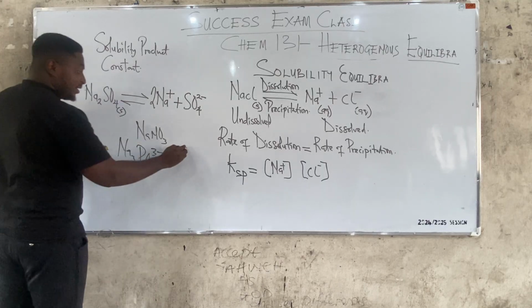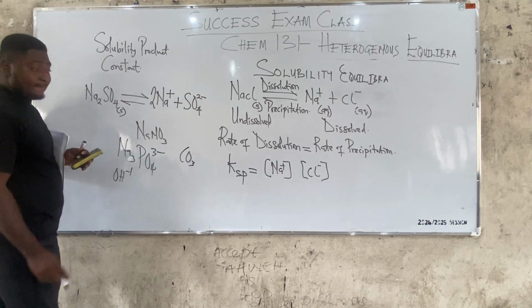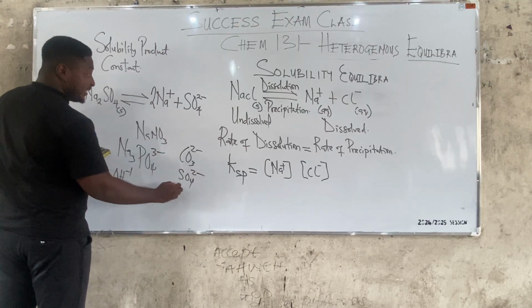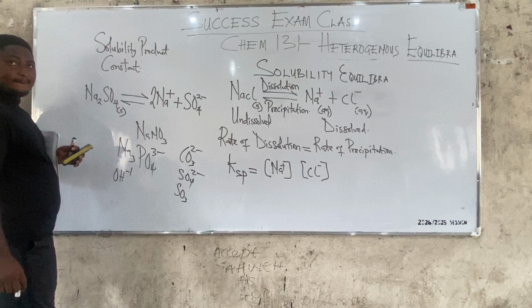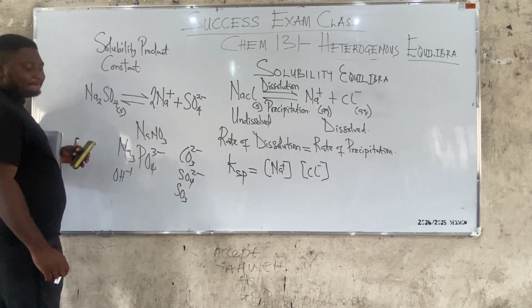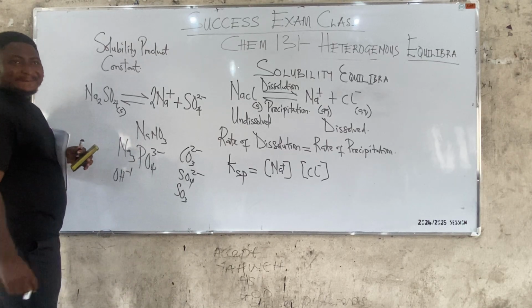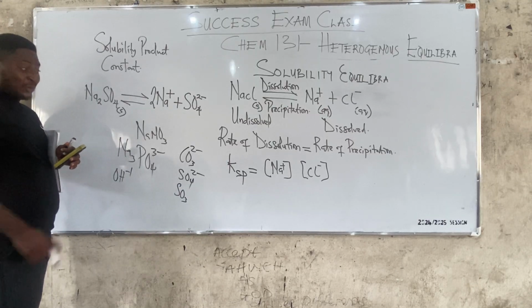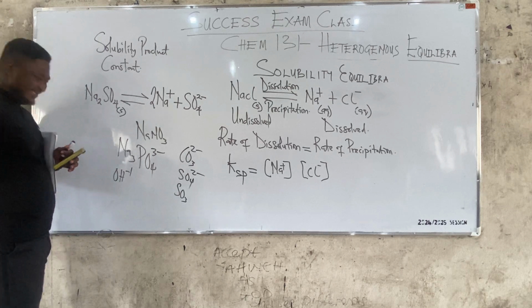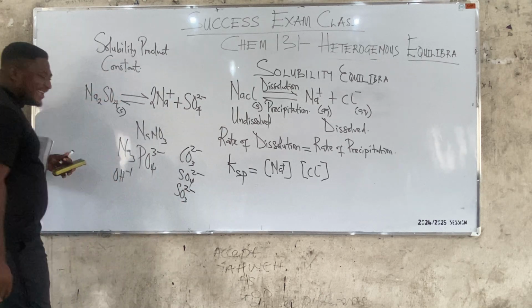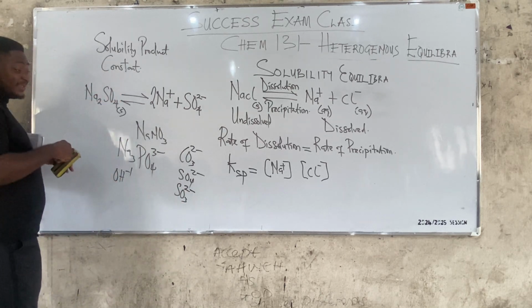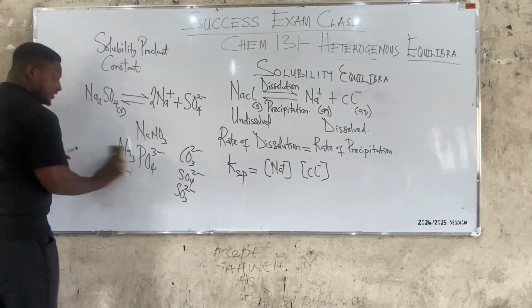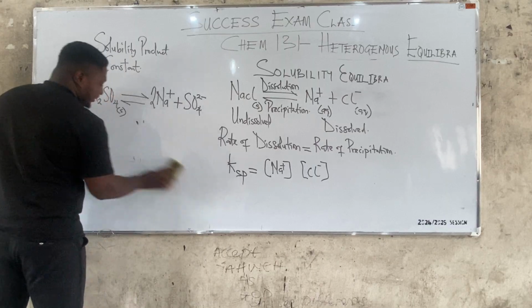What is CO3? 2 minus. What is SO4? SO4 is 2 minus. What is SO3? Careful. SO3 is still 2 minus. So please take note of charges. Take note of what? Charges that radicals carry.